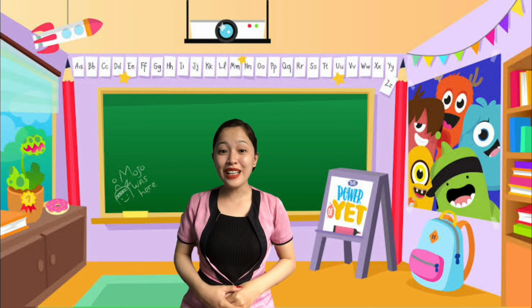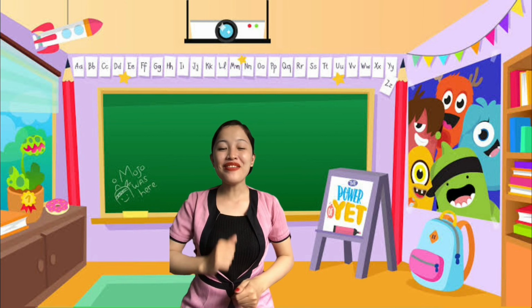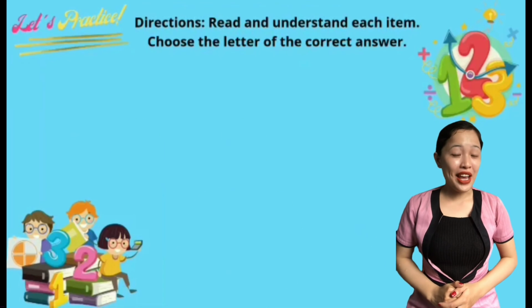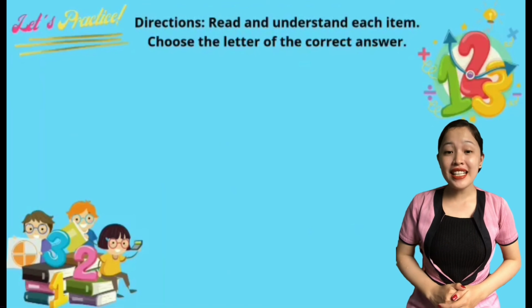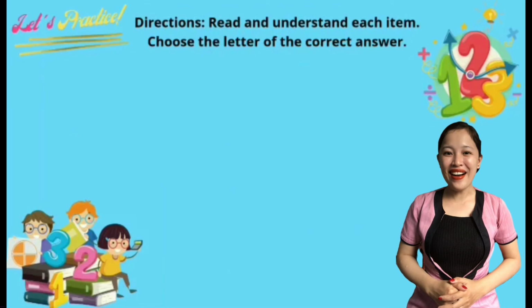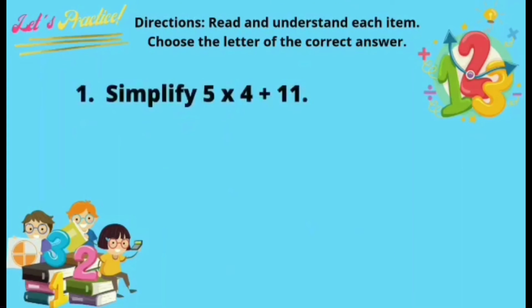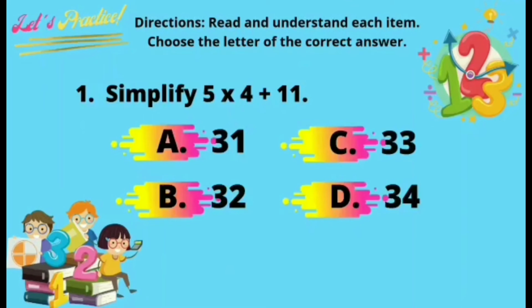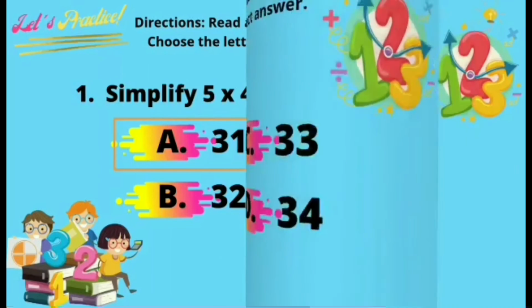And now let's evaluate your learning. I have here another activity. The direction is read and understand each item. Choose the letter of the correct answer. And now, let's start. For number 1, simplify 5 times 4 plus 11. If your answer is letter A, 31, you are right. We do multiplication first before addition.